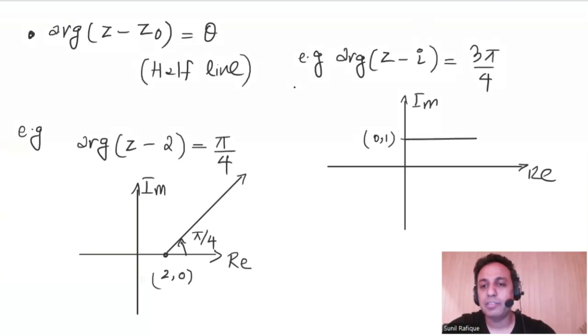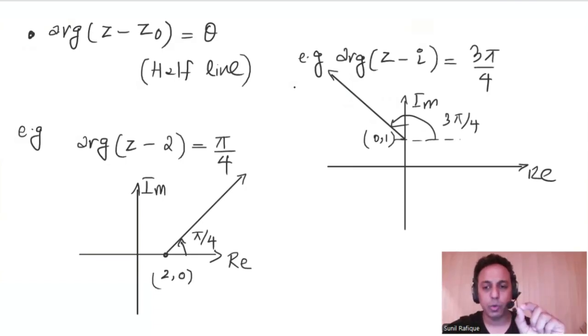So how do you sketch it? It's going to be here somewhere, a 45 on this side. So I'm going to be putting a 3 pi over 4, and that is your locus. You can see that the fixed point is (0, 1), and the locus is at a 3 pi over 4 angle from the horizontal. This is the half line. Let's take some example now where you'll be given a combination of loci and you'll be asked to shade and do all sorts of things.